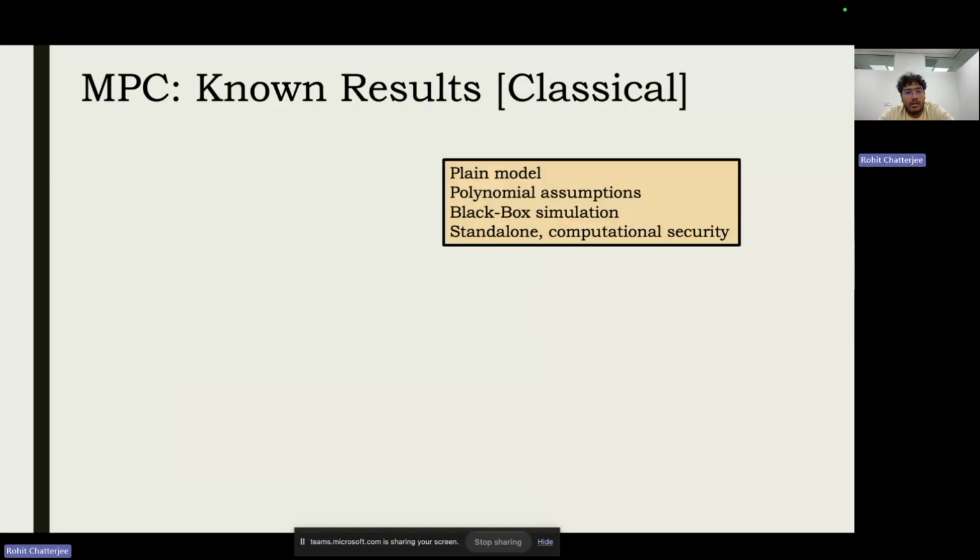Great. So let's look at what's known in the classical world. To recap what was said before, I will be looking at this thing called the plain model, meaning that I'm not making any modeling assumptions as such. I will consider assumptions which have polynomial strength security. I will be looking at black box simulation, which means that the simulator itself does not need anything more than black box access to the other parties, to the protocol, and so on. And I am looking at standalone, which is sequentially composable, etc., and computational security.